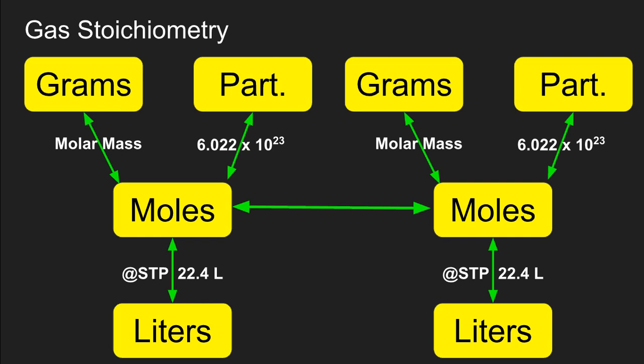Please make sure you write this down on the arrow. It is at STP, then it's 22.4 liters. You are only allowed on that road, on that path, between liters and moles if you're at STP. Okay, so let's take a look at our first problem.